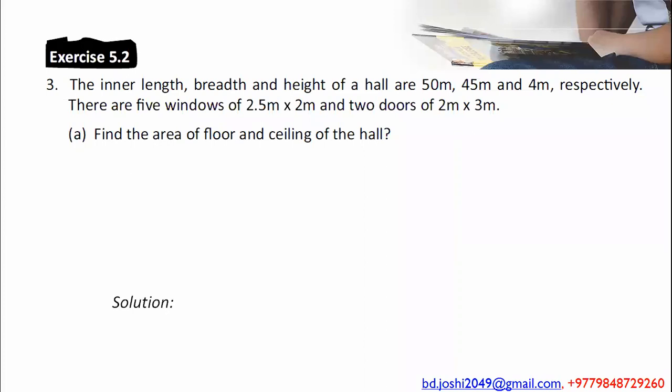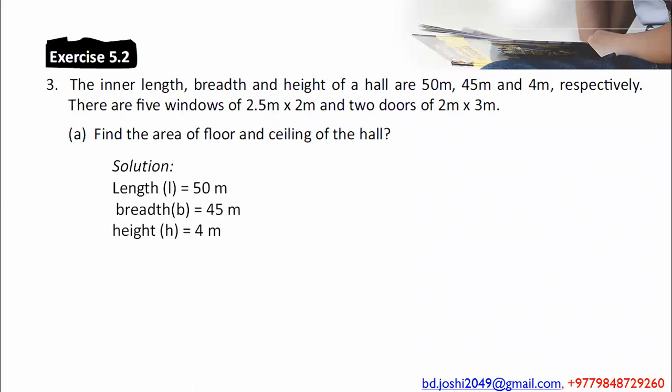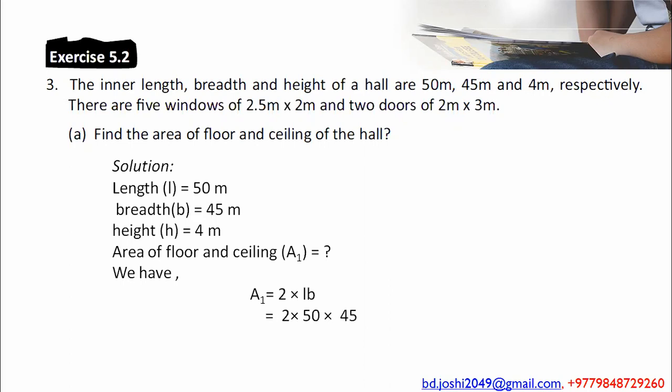So there is the simple formula for area of floor and ceiling, that is 2 times L into B. L into B is the area of floor and L into B is the area of ceiling also. दुईटै add गरेपछि 2 times L into B हुन्छ. So multiply this 2 times 50 into 45. It gives us 4,500 meter square.